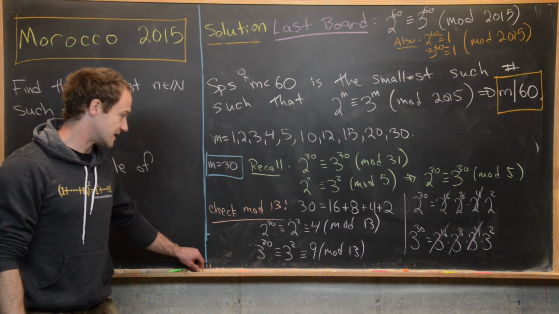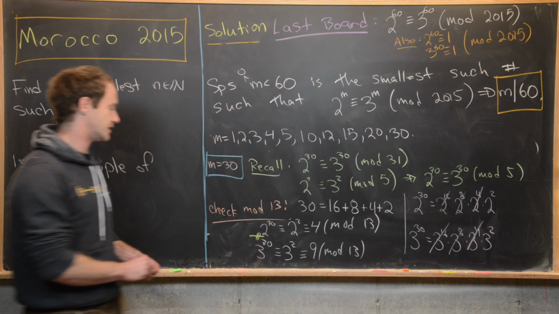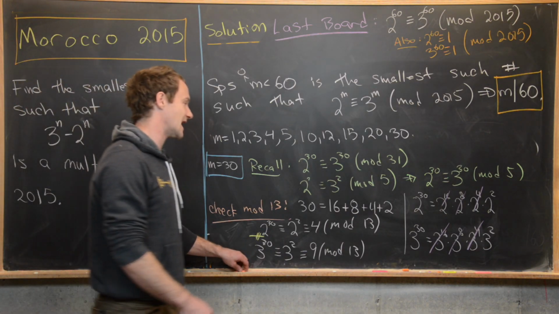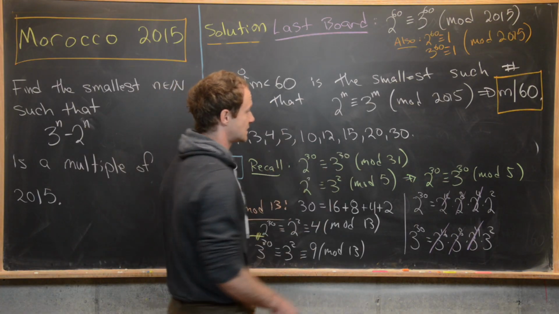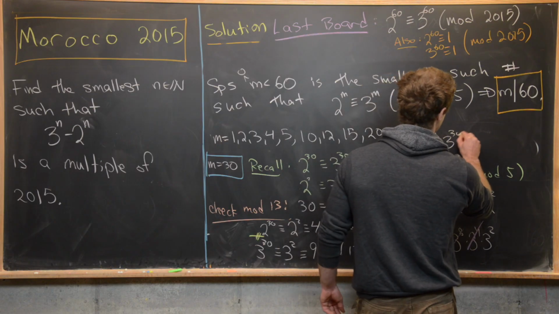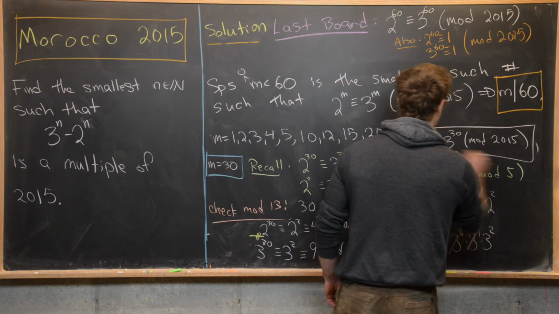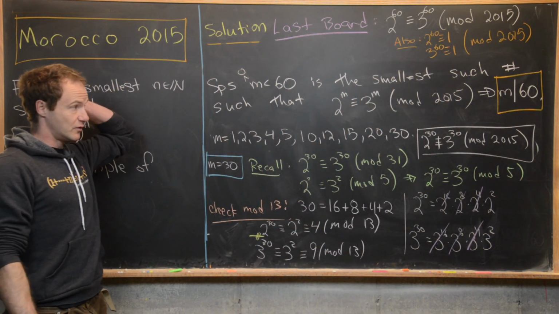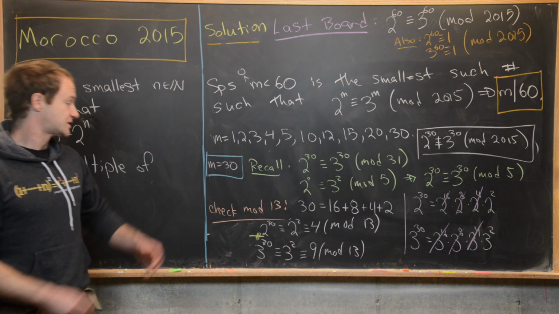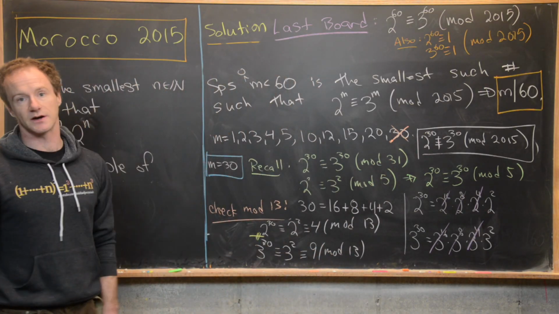So what that tells us is that 2 to the 30 is not congruent to 3 to the 30 mod 13. But now putting that together with these, we see that 2 to the 30 is not congruent to 3 to the 30 mod 2015, because if it were, then you would have congruence modulo all of its primes, including 13. So what we've done is eliminated 30 from the possibilities here.